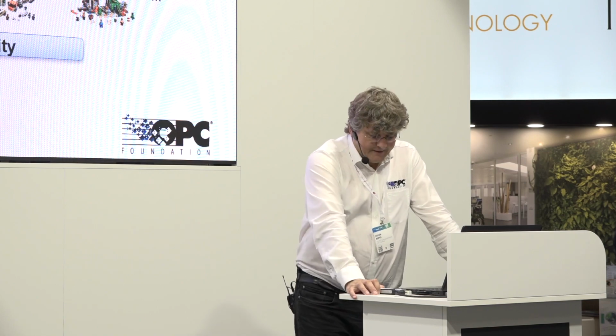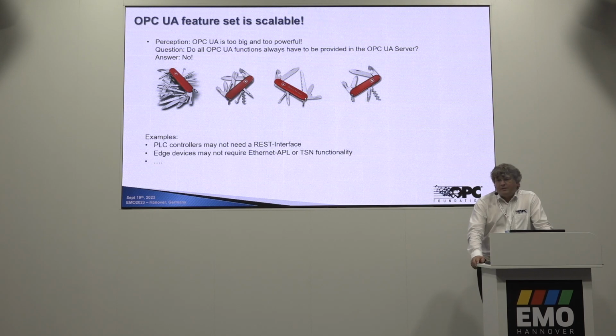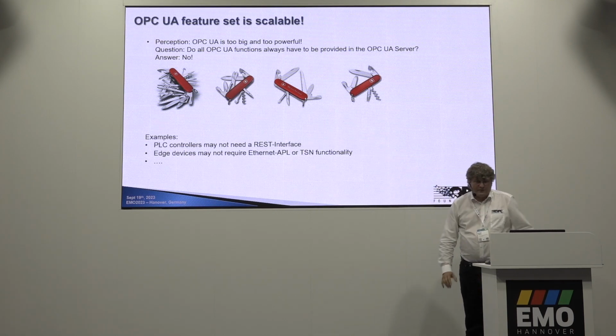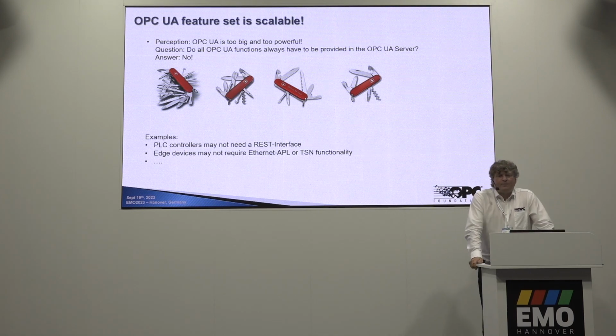Sometimes I also get the question: there are so many Lego bricks, so OPC UA is super complicated. Do I have to implement all Lego bricks? My message is no, because the feature set is scalable. It is the same as a Swiss knife, where you have one edition on the left side offering all the tools. But if you say, oh, that's too heavy for me, I don't need that because I like walking and I don't do camping, then you take a lighter one, which has fewer features implemented.